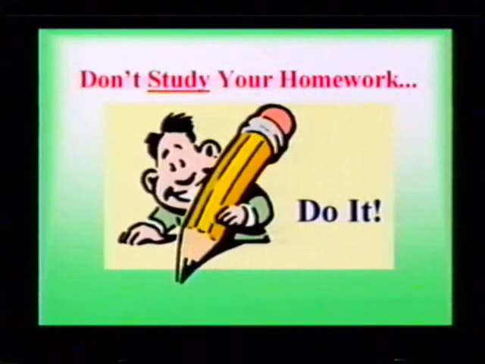Holy goalie, we're done. You know what it means. It's time for you to go do your homework. When I say do your homework, I don't mean look at it. I mean do it. Grab your pencil, pick it up, and do it.